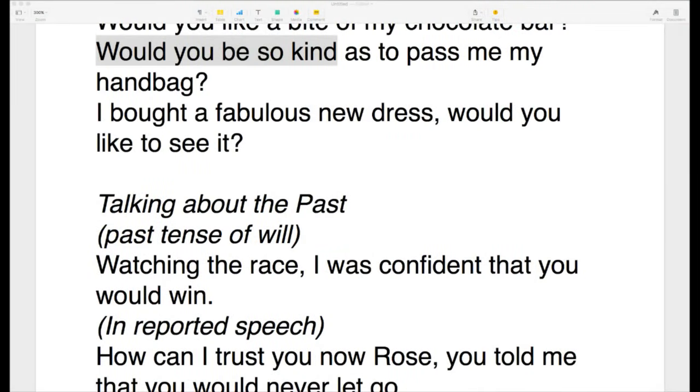Would you be so kind as to pass me my handbag? Would you be so kind as to tell me where I am? I'm lost. Would you be so kind as to share your thoughts with me? Would you be so kind as to cook my dinner? Would you be so kind as to find me a chair to sit on? So remember that one. That's a good one. I like it.